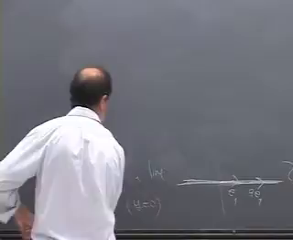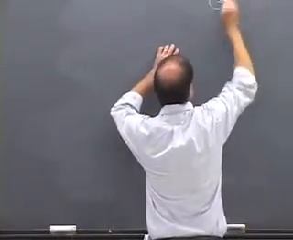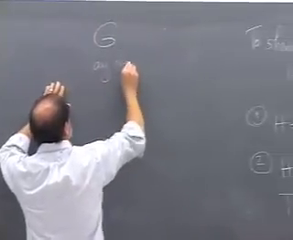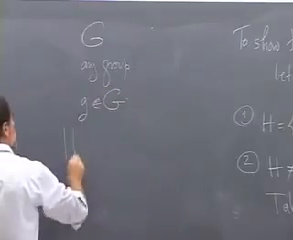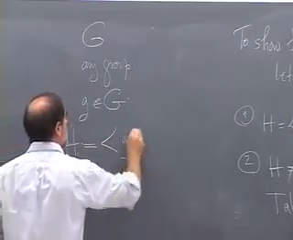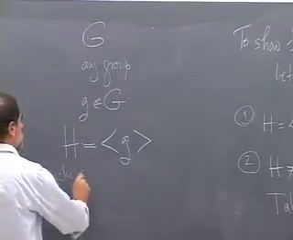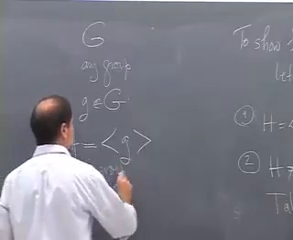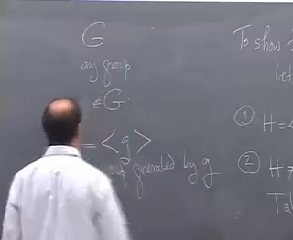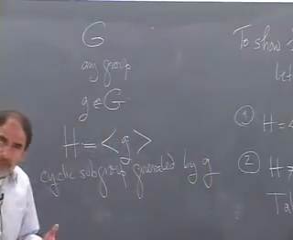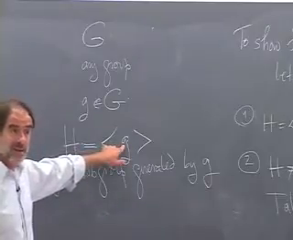So I want to talk about a certain type of subgroup that you get. If you have any group G, and you have an element g in G, there's a natural subgroup, which I'll denote by H, sometimes called the cyclic subgroup generated by g, which consists of all products of g with itself. It's the smallest subgroup that can contain this element.